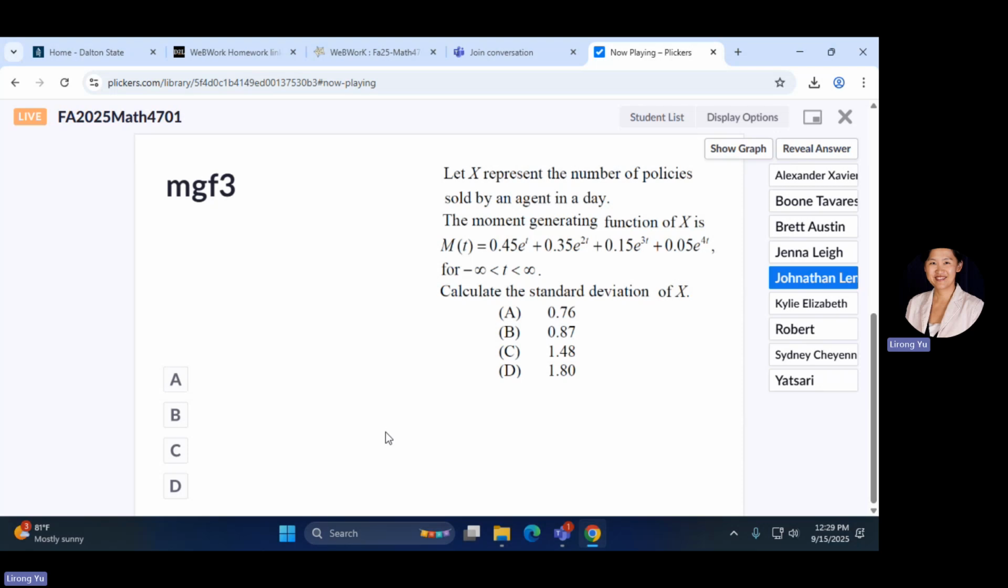You find the first derivative, and then make t equal to 0 to calculate the first moment. Then you find the second derivative from the first derivative. You make t equal to 0 again to find the second moment. That will be the expectation of x squared. The variance of the function equals the expectation of x squared minus the square of the expectation. Subtract the two, and you'll be able to determine the variance. Standard deviation is the square root of the variance. Let's try it.